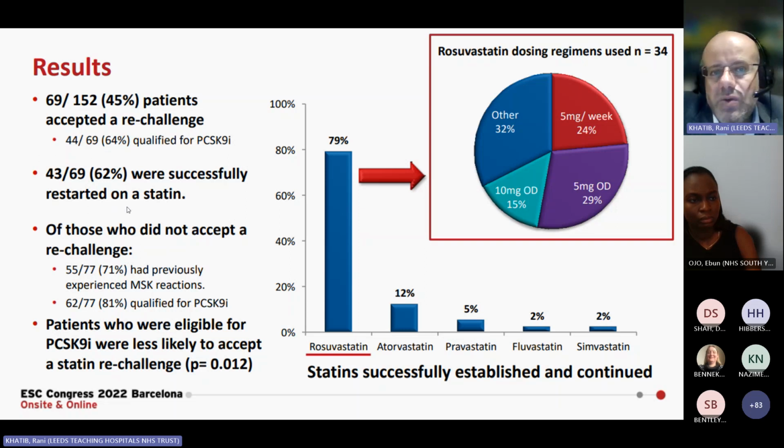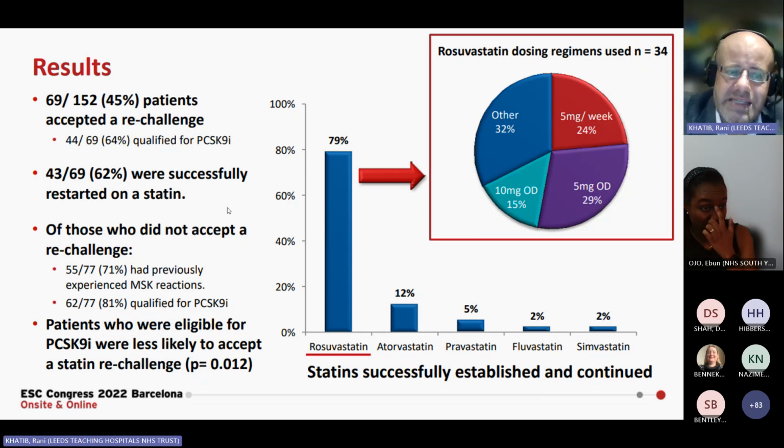They tended to accept a re-challenge if they didn't qualify for an injectable, which is quite interesting. So there was a clear bias: if they qualify for an injectable, they're less likely to accept a re-challenge. If they don't qualify for an injectable, they accept a re-challenge. What is interesting is that nearly 65% of those who accepted a re-challenge were restarted on a statin.